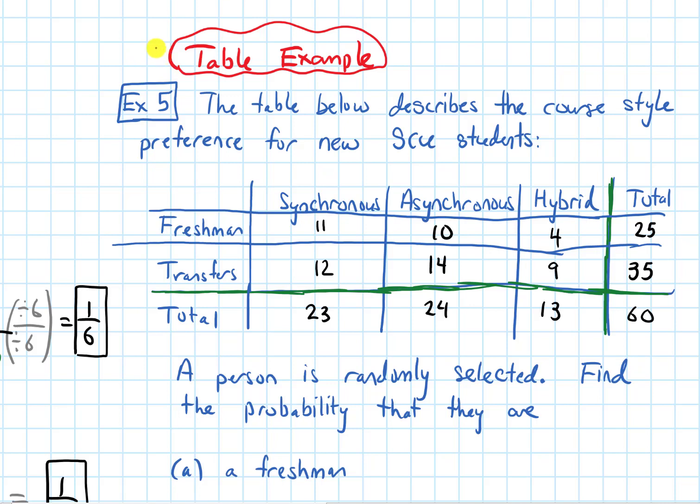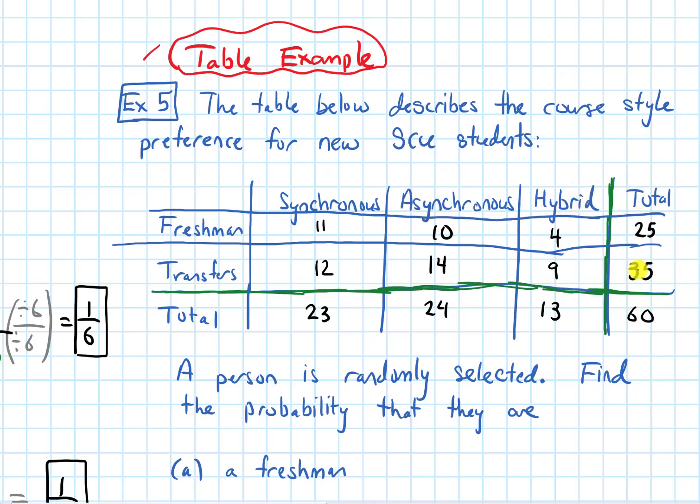In this video, we will do a table example involving conditional probabilities. The example says that the table below describes the course style preference for new SEU students. In the rows, the table talks about freshmen and transfer students, and the columns talk about their preferences such as synchronous style, asynchronous, or hybrid.